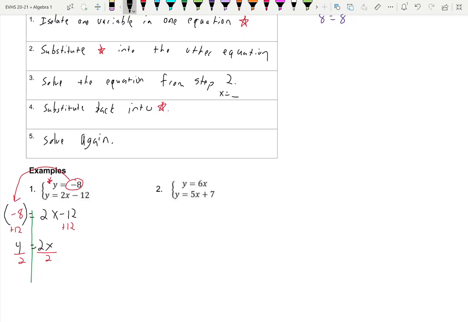And that is going to leave me with x equals 2. And yes, I flipped that around so I could have x equals. Okay, that was step 3. Now, step 4 is substitute back into the star equation.